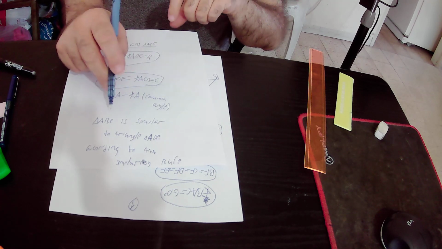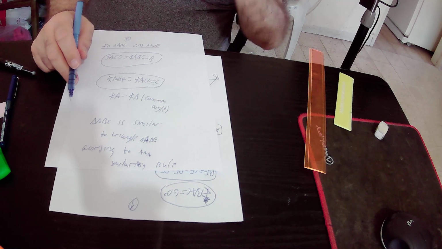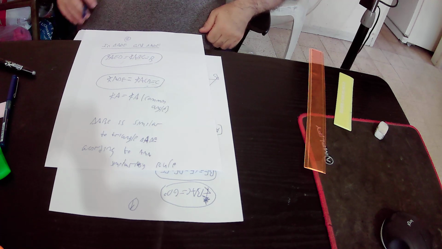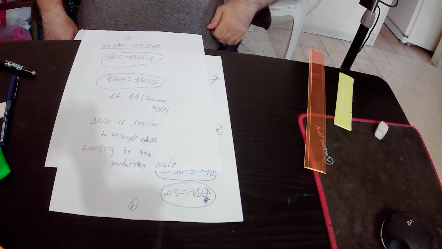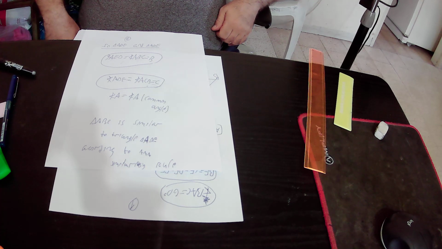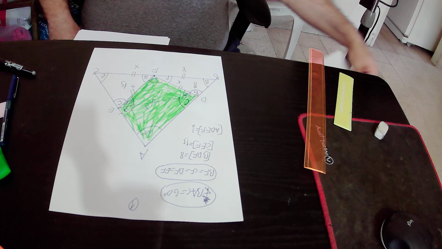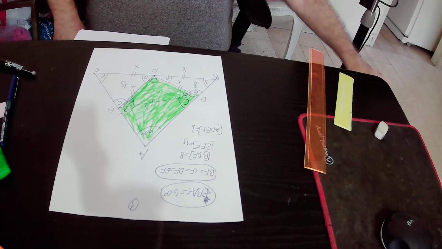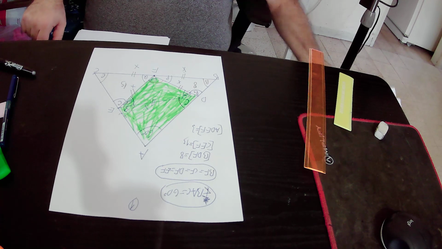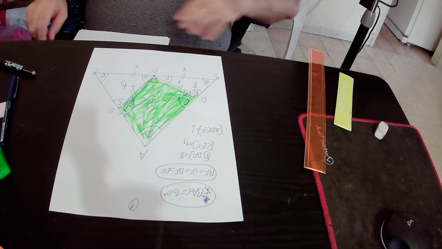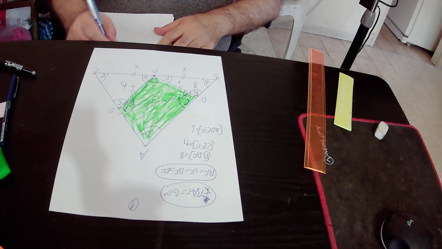Triangle ABC is similar to triangle ADE according to the angle similarity rule. The angle similarity rule states that if all the angles of one triangle are congruent to all the angles of the other triangle, then those two triangles are similar to each other. Actually, we have a rule that relates to similar triangles.